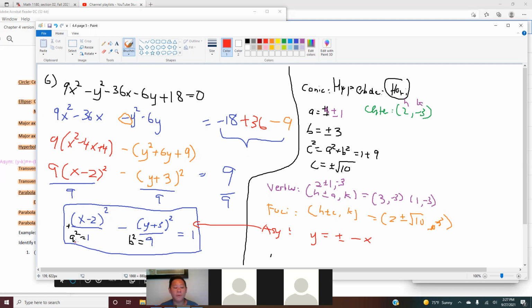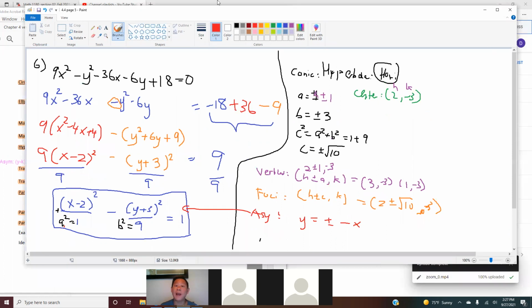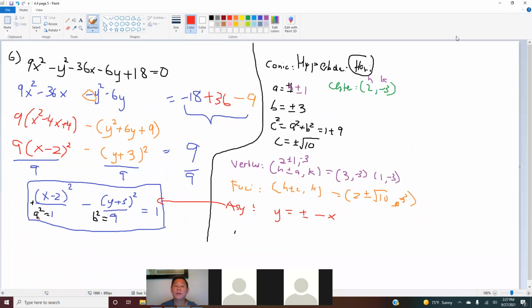Is that a over b or b over a? Slope is what? Change of y over change of x, right? So what is y and what is x? Y in this case is b, and x in this case is a. So in this case, it will be b over a.